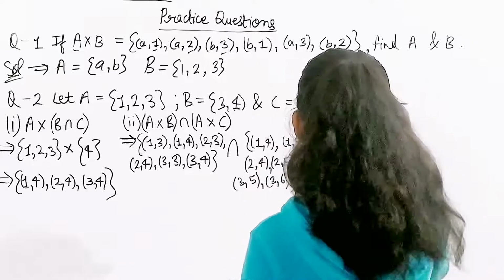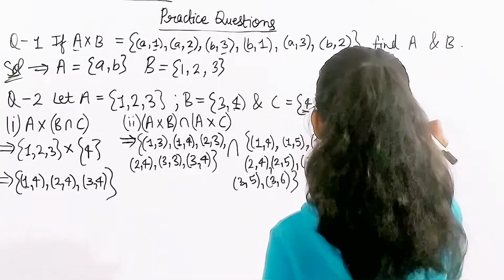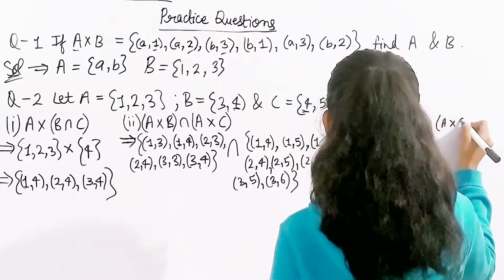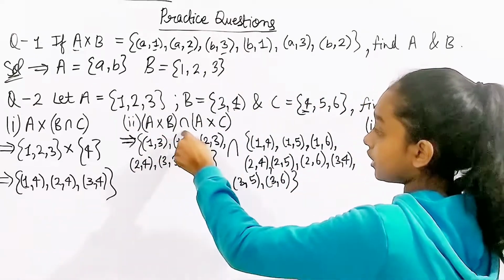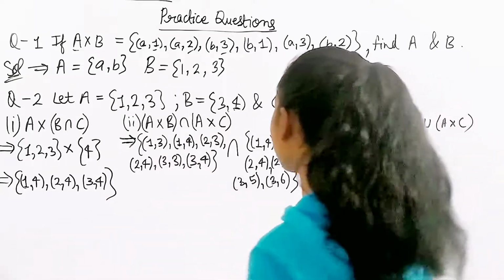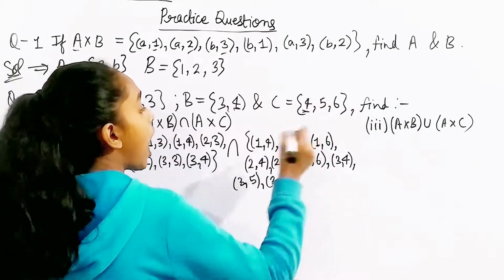I'm going to write the third part here, which is A cross B union A cross C. It's opposite. In this one, we have to find the intersection. In this one, we're going to find the union.